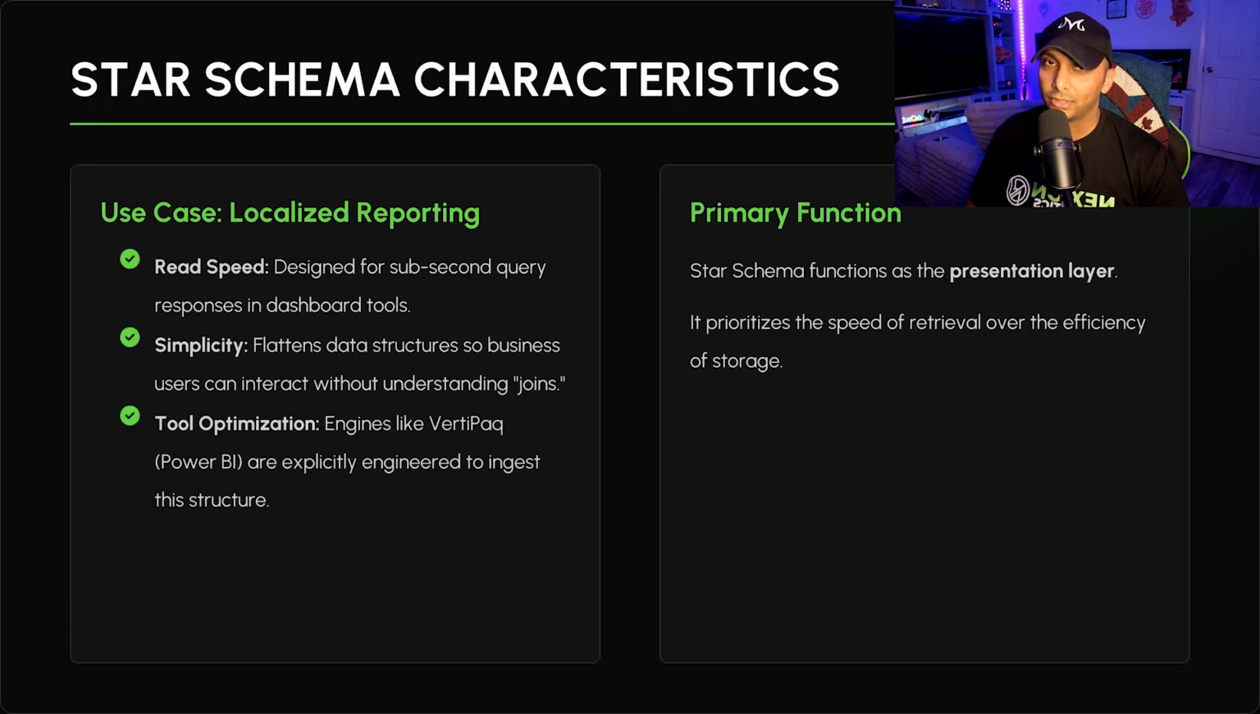So let's look at the characteristics though, right? Speed: it allows engines to perform simple aggregation without complex logic. Usability: it removes the need for end users to understand relationship chains. Now, I'm not a huge fan of that, right? If you're looking at things like Power BI or Tableau, you're not going to go in and need to understand all the data lineage.